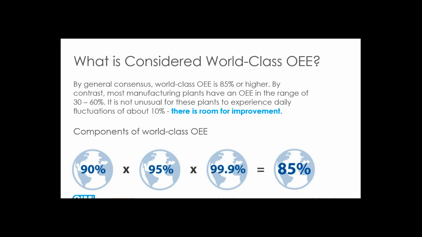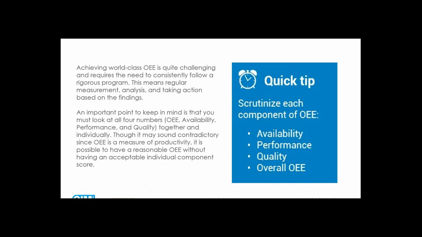But in reality, most plants that I visit quite frequently tend to have OEEs in the range of about 30 to 60%. And as it says there, they can fluctuate by up to sort of 10% a day, daily variations based on the shift that's running, climatic conditions, the snow, the weather, what products we're running on that particular day. So there can be fluctuations that you would expect. However, to get to 85% if you're currently set at 30% is going to be quite challenging.